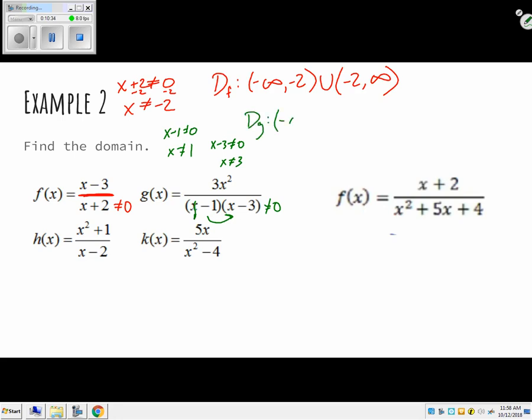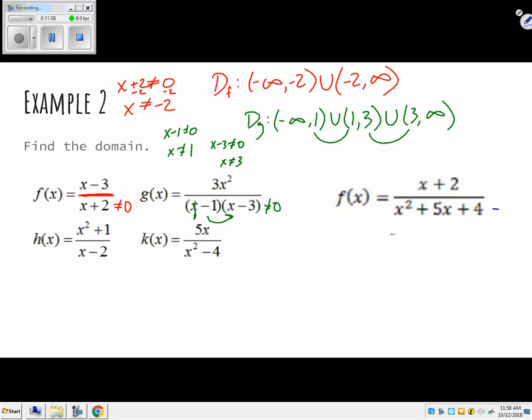It's going to be anything from negative infinity up until 1, union with everything from 1 to 3. I'm not allowed to touch 3 because that would make the bottom 0. And then anything from 3 to infinity, I'm good to plug in. So it still is negative infinity to infinity. I just have to cut out the values of 1 and 3. Okay, let's try this other f over here.